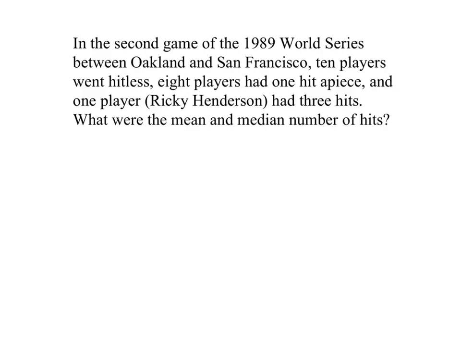So I guess the sum: 8 players had 1 hit, so that's 8, and Ricky Henderson had 3 hits, so we have a total of 11 hits divided by, we had 10 that went hitless, 8 that had 1, and 1 that had 3, so a total of 19. So there's your mean, there's your X bar. And the median, imagine lining these up: you've got 10 zeros followed by 8 ones and 1 three. The median is going to be 0.